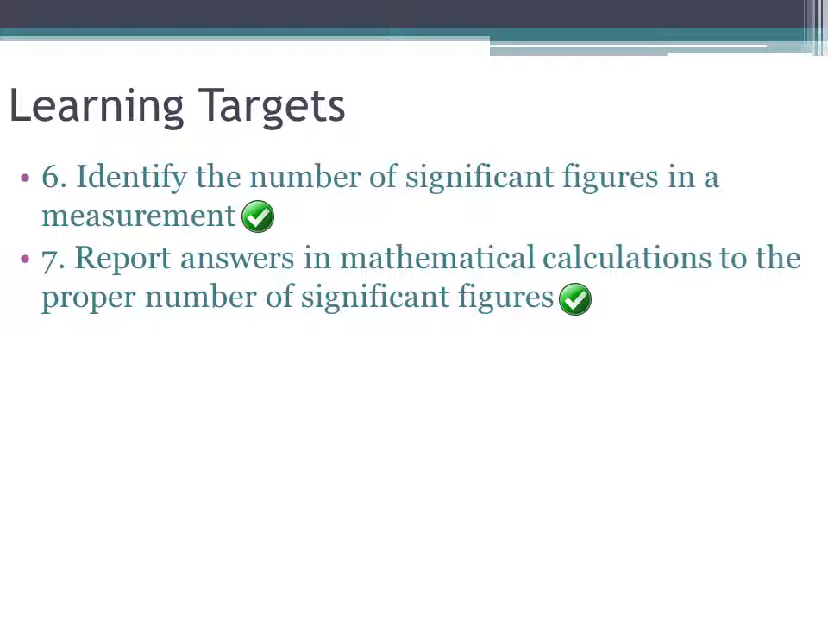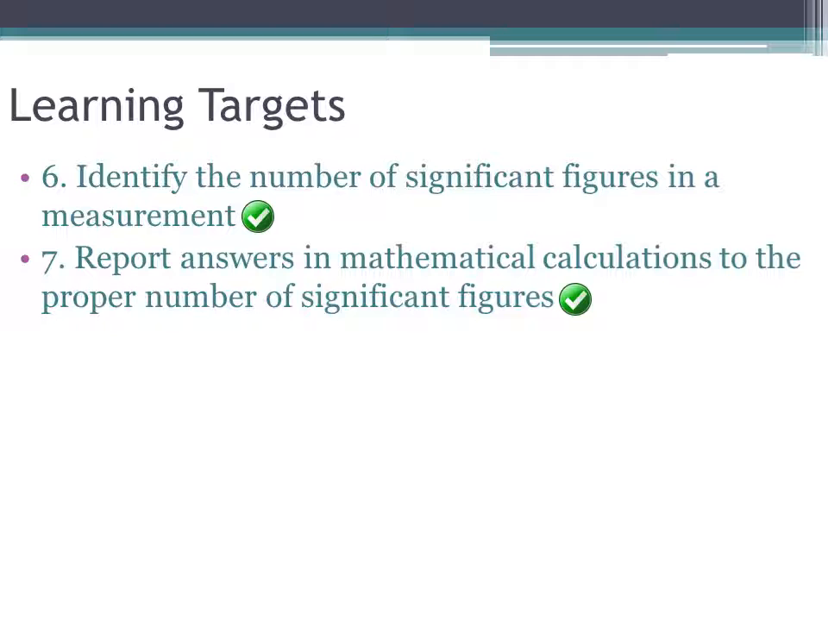So the learning targets we hit up here, we need to identify the number of sig figs in a measurement. We looked at the rules for that. And then the mathematical calculations, the two sets of rules: addition, subtraction, we're looking at decimal places, the precision of the measurements. In multiplication, division, we're simply counting sig figs.